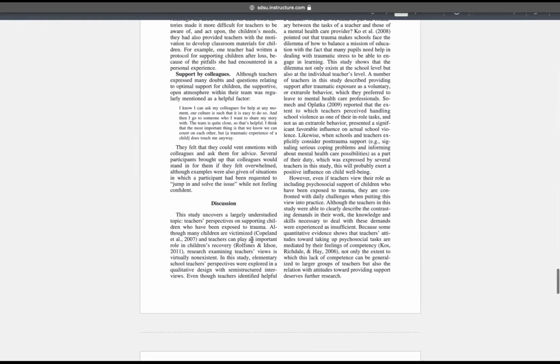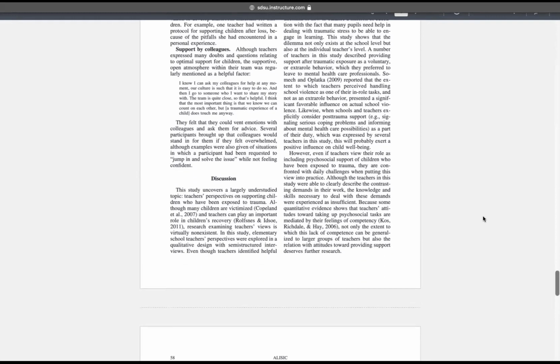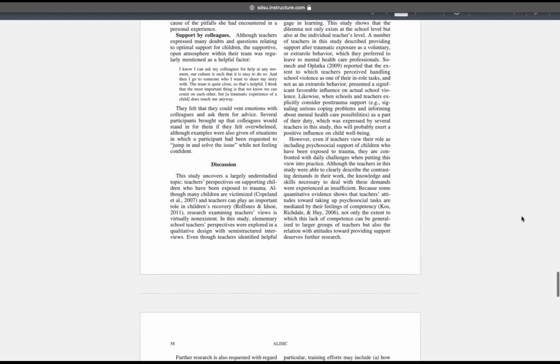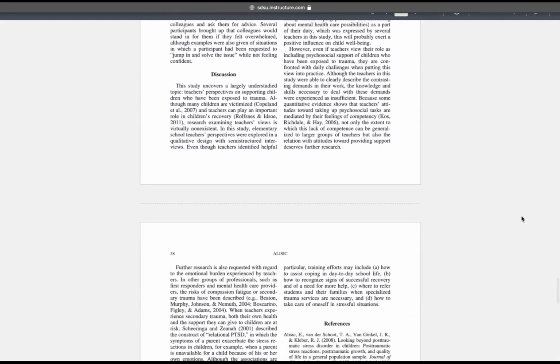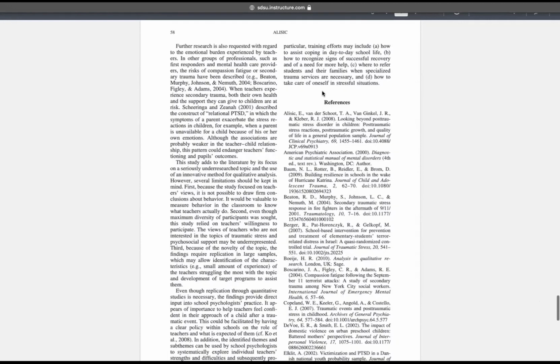Then they have the discussion. You'll see that they talk about the findings of the study and relate it to the literature, which is the evaluation portion of the scientific method. This is where you start seeing how their findings overlapped with previous research, and also implications for future research, which is now what? Now that we have the findings, what else can we learn from this, and what else should we continue to research? And then of course they have their references.